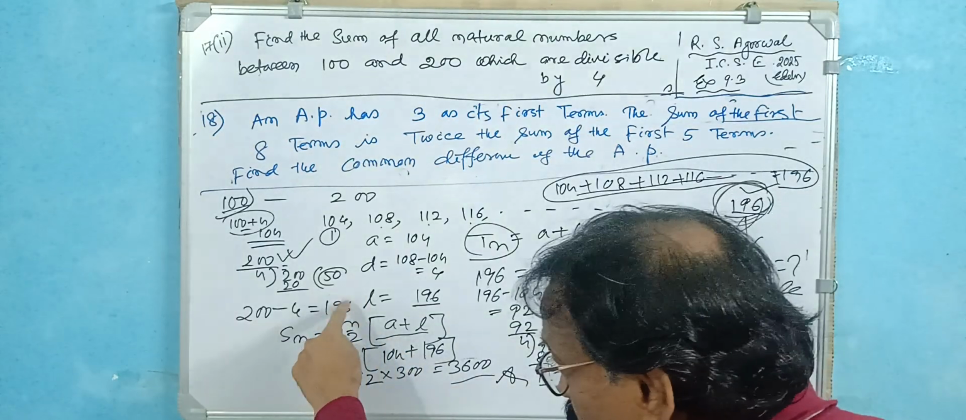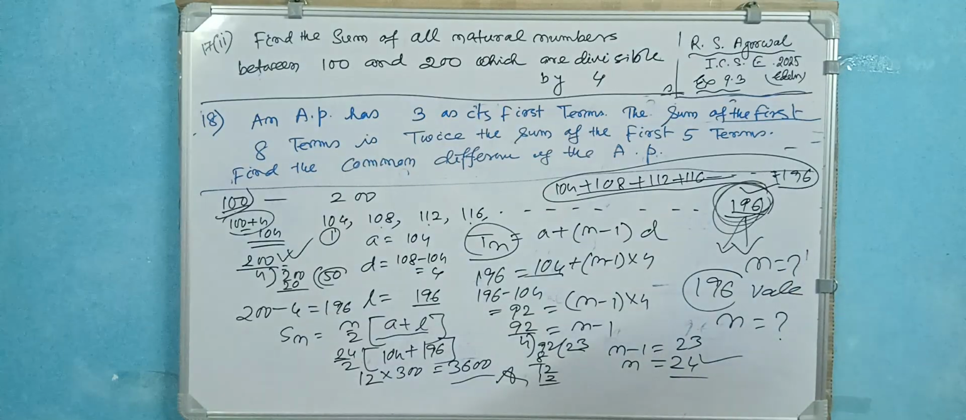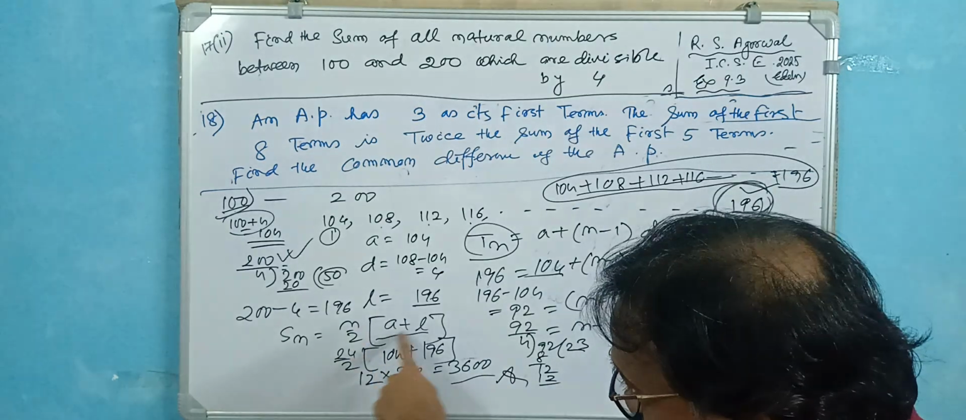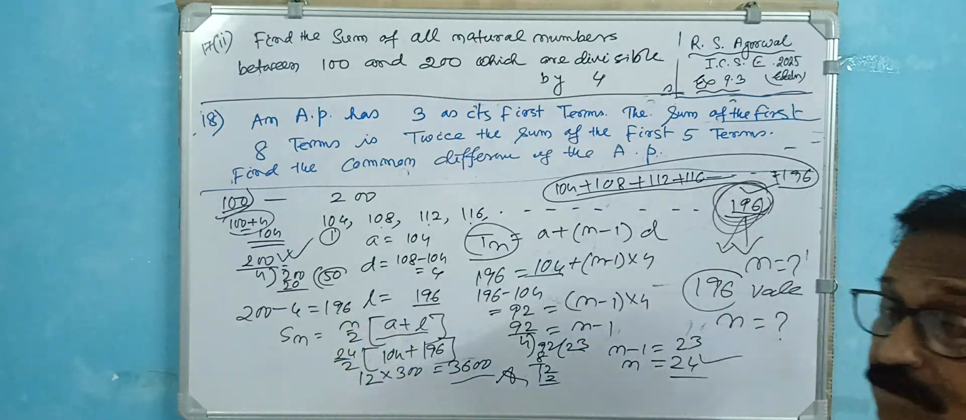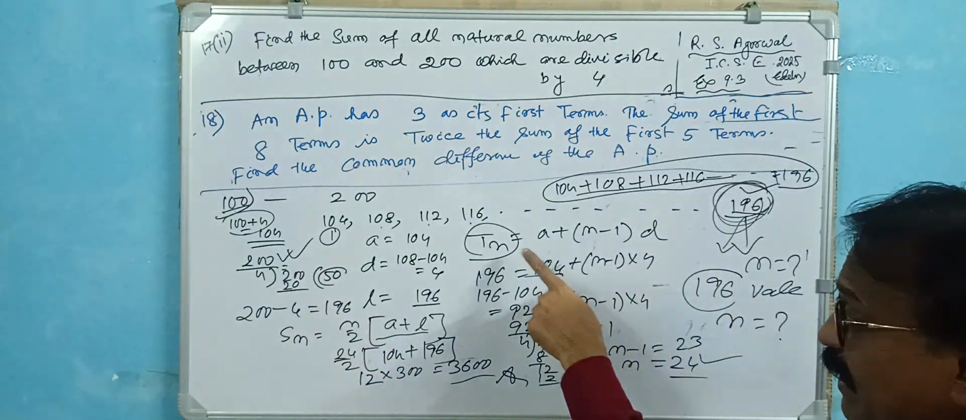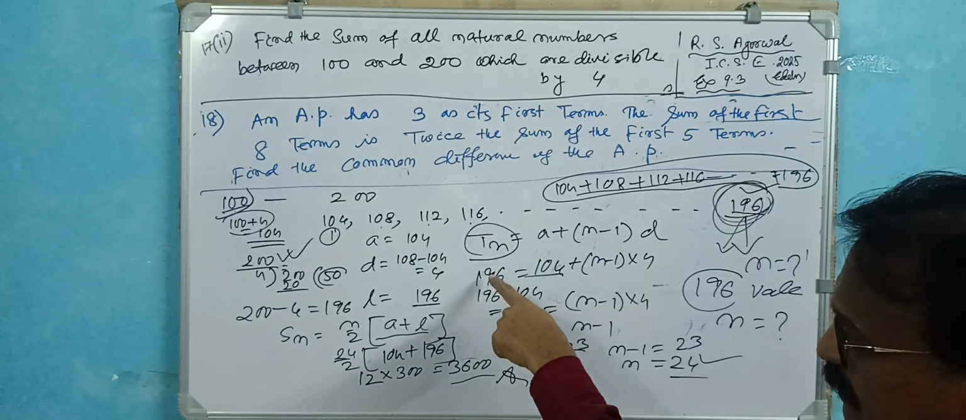Clear? So that is actually the value of the last term, l. You get it. You just don't know the number of terms, because Sn is equal to n by 2 times (a plus l). You don't know the value of n. So from there you get Tn. You know the last term.